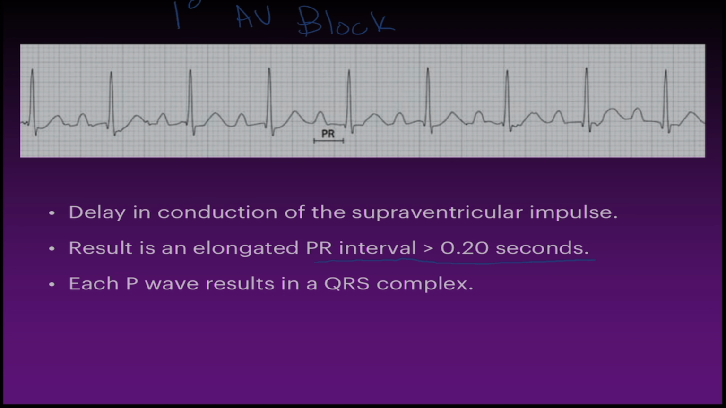And we can see that on the EKG above. We can see that our P wave starts here and our QRS complex is here. Well, that is greater than 5 small boxes, so we know that our PR interval is greater than 0.20 seconds. In a first degree AV block, your P to QRS ratio should be 1-to-1, so you should have an underlying sinus rhythm. Your QRS complex should remain narrow unless there's some sort of pre-existing aberrant conduction like a bundle branch block.